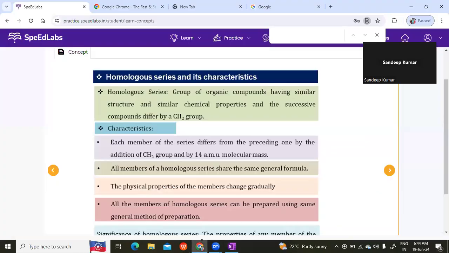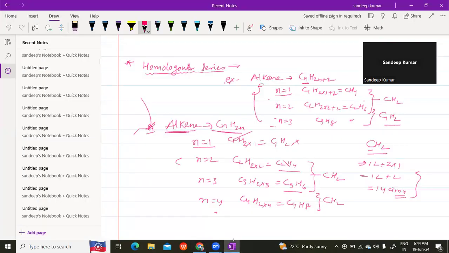Next, all the members of a homologous series can be prepared using the same general method of preparation. So how are you preparing methane? This is methane. This is ethane, C2H6. This is propane. We'll see the naming also.